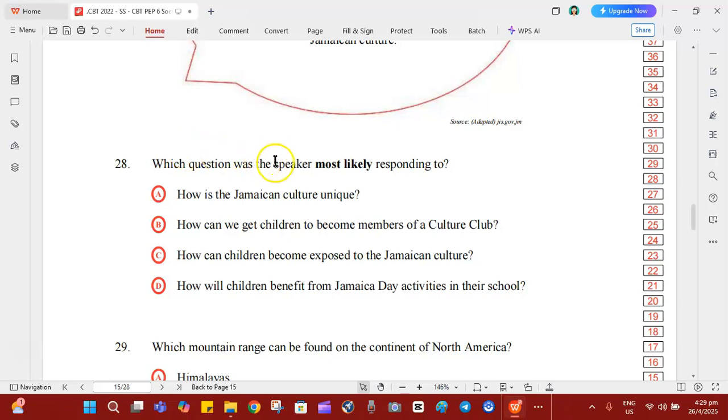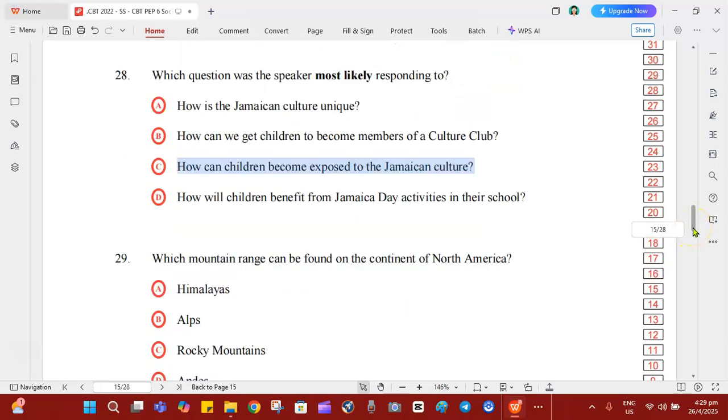Which question was the speaker most likely responding to? A, how is the Jamaican culture unique? B, how can we get children to become members of a culture club? C, how can children become exposed to the Jamaican culture? D, how will children benefit from Jamaica Day activities in school? Has to be C. How will they become more exposed to it? Would have to be C for that one. All right.